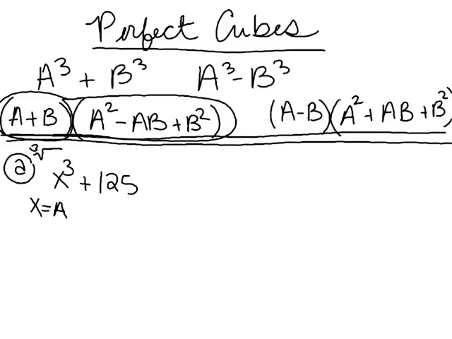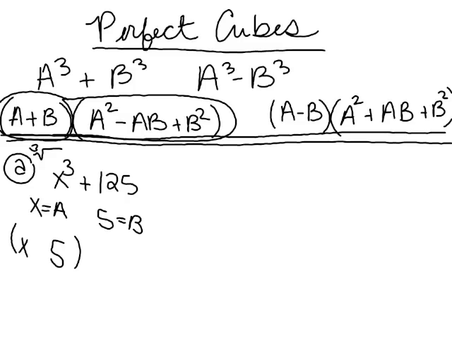Here's my b cubed value. So what's the cubic root of 125? What times itself times itself is 125? Okay, 5. So that equals my b value. So I have a cubed plus b cubed right here, and I rewrite this in this format. So here's my first set of brackets: a plus b. So what were my a and my b values? A equals x, and b equals 5.